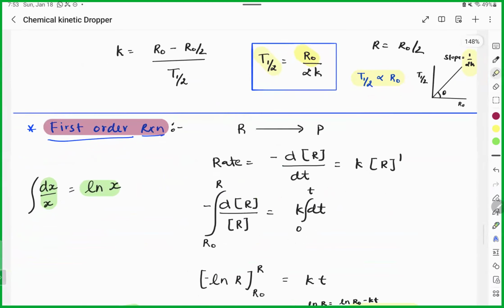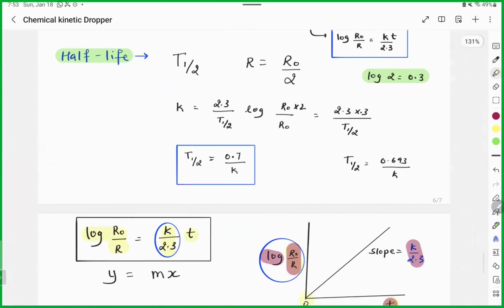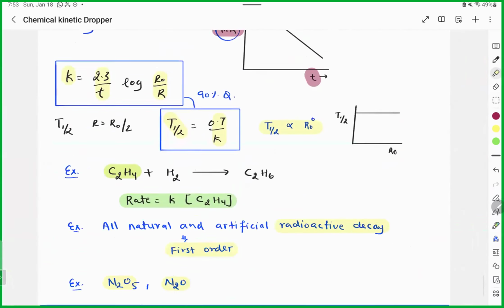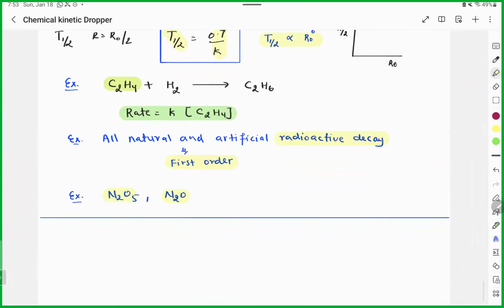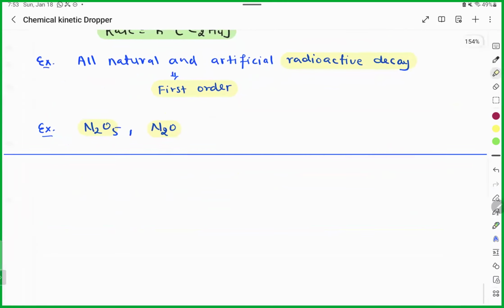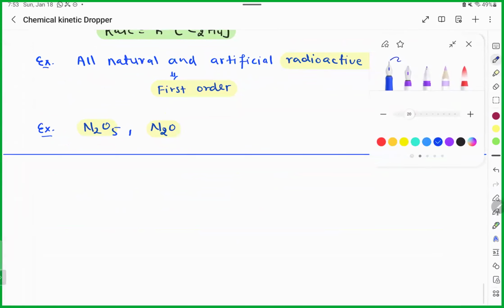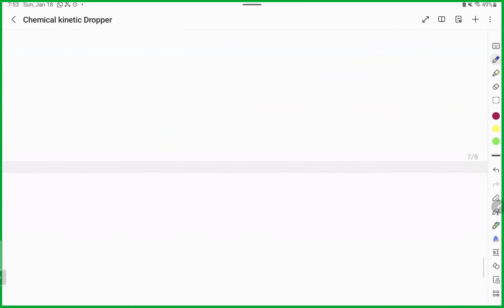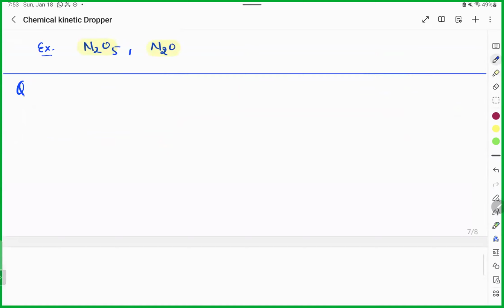Very good. Any doubt, guys? No, sir. If you don't have any doubt, then we can solve a question. And as I mentioned, many questions are asked from only these two questions.